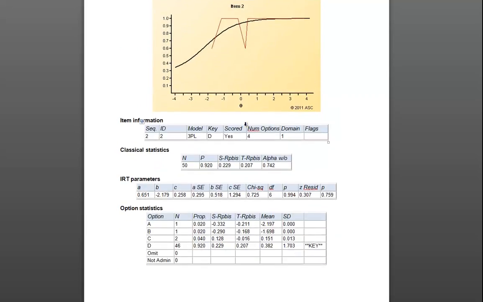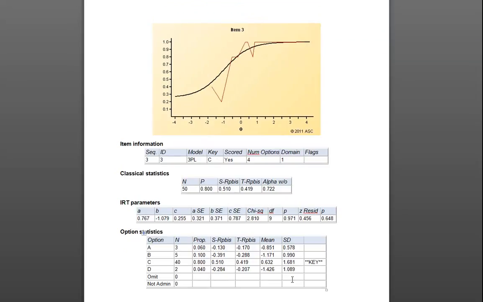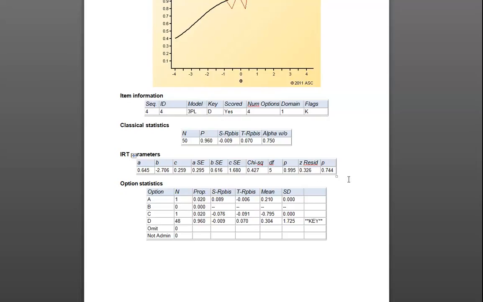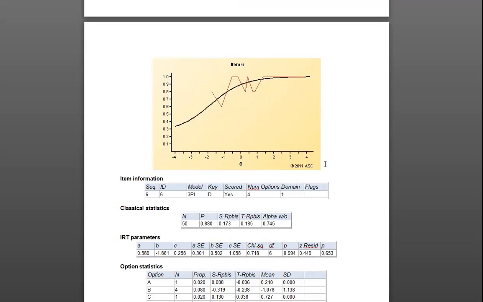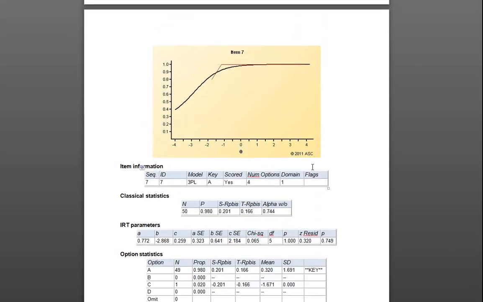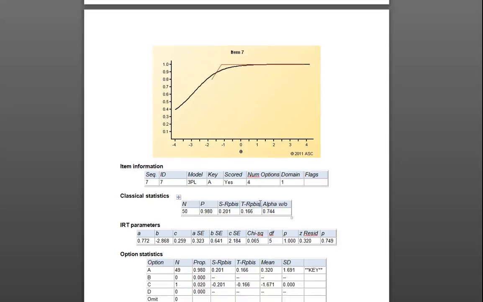You can see the results here for item 2. Again, it was a jagged line and a fairly easy item with a B of minus 2.17. Item 3 was more difficult with the B now of minus 1.079 and still a fairly jagged red line. Item 4 was again similar results. Item 5 was removed. Item 6 had similar results. And item 7 also. Item 7 you can see was a fairly good fit in that the red line is more closely approximating the black line.